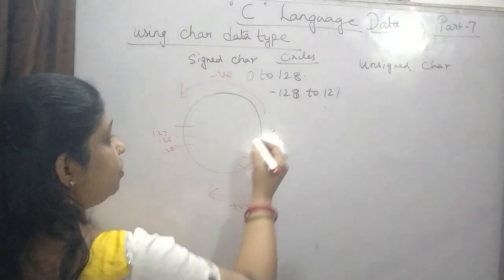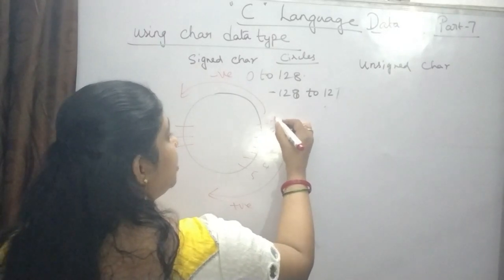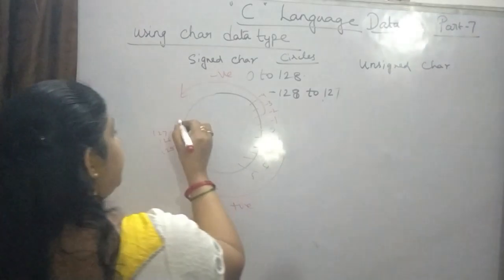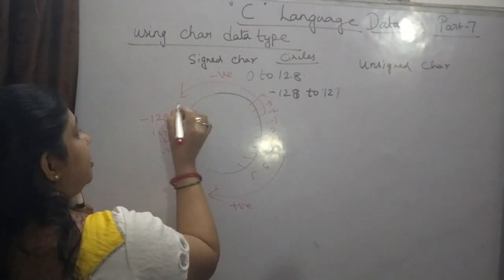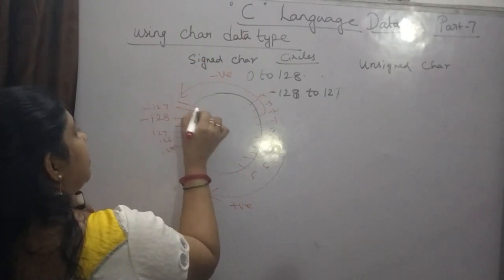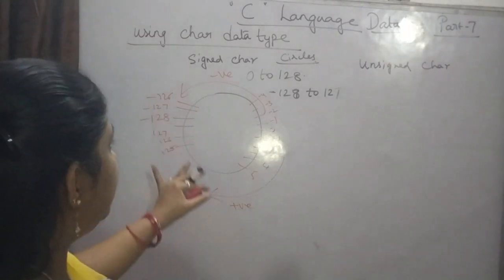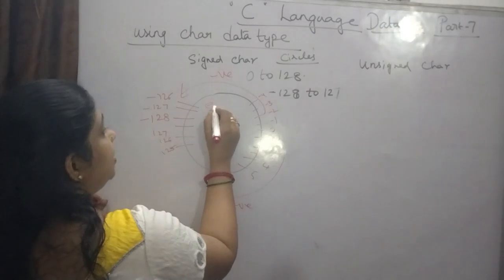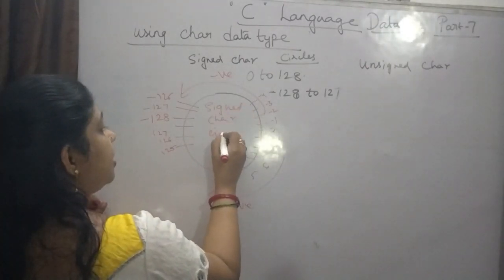So how will negative values be displayed on it? Minus 1, minus 2, minus 3, minus 4. It comes around to minus 128. If you come like this, minus 127, minus 126, like this, you will have the signed char circle. This is the signed char circle.